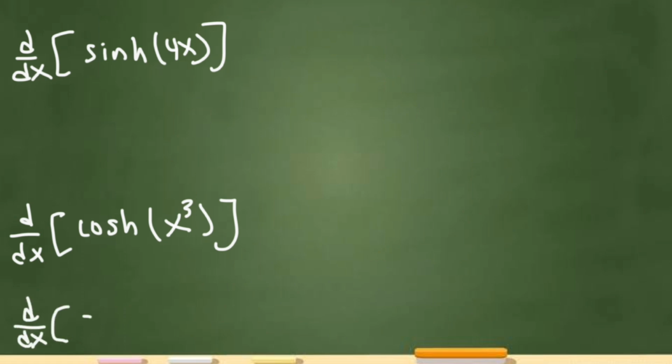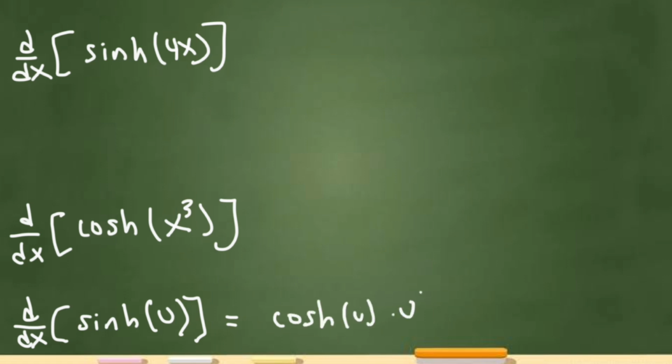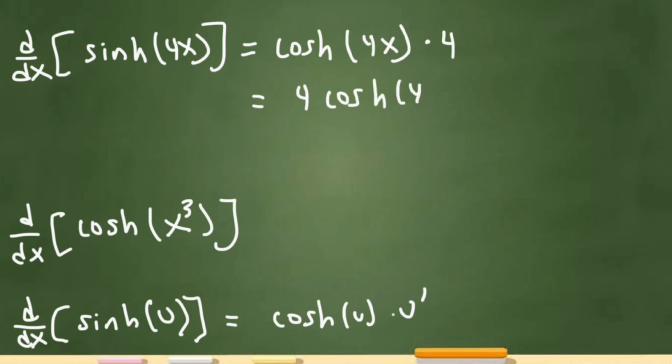The derivative of hyperbolic sine of u is hyperbolic cosine of u times u prime. So for this, it's going to be hyperbolic cosine of 4x times the derivative of 4x, which is 4. So it's 4 hyperbolic cosine of 4x. So that's how we can find the value of that derivative.